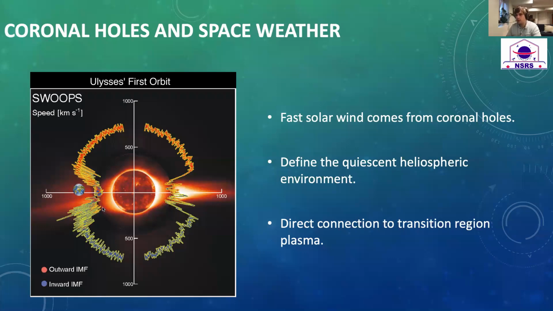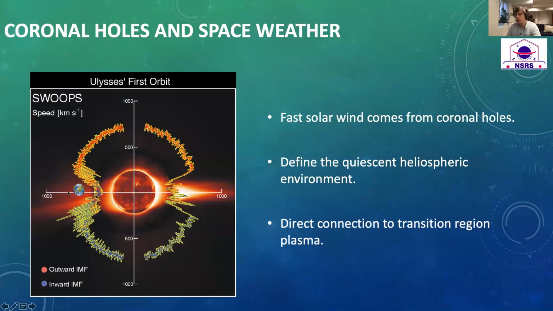And what we're seeing here is the speed and the polarity of the solar wind as we go over the pole of the sun. I put a little Earth in here to remind you that the Earth is sitting on this plane here, the central axis, the x-axis here.